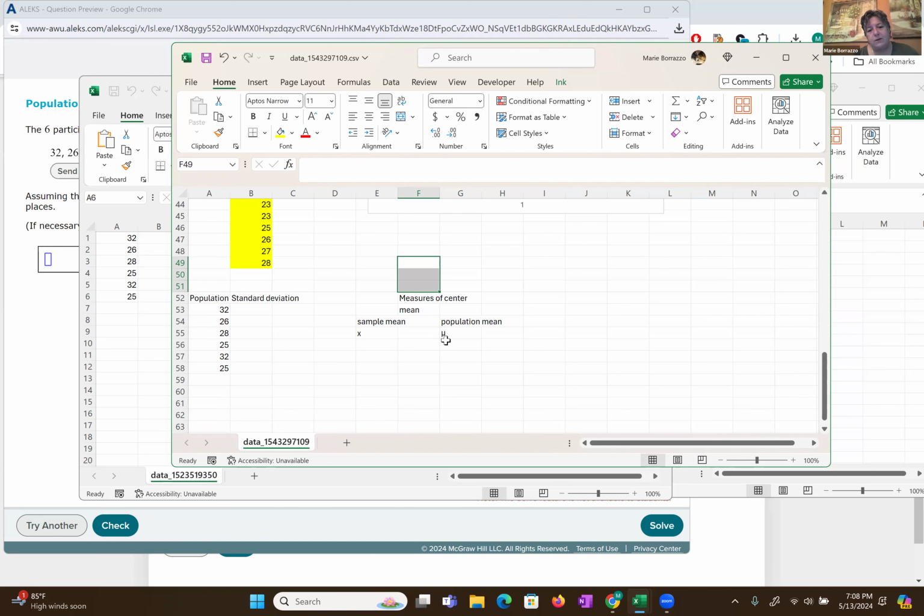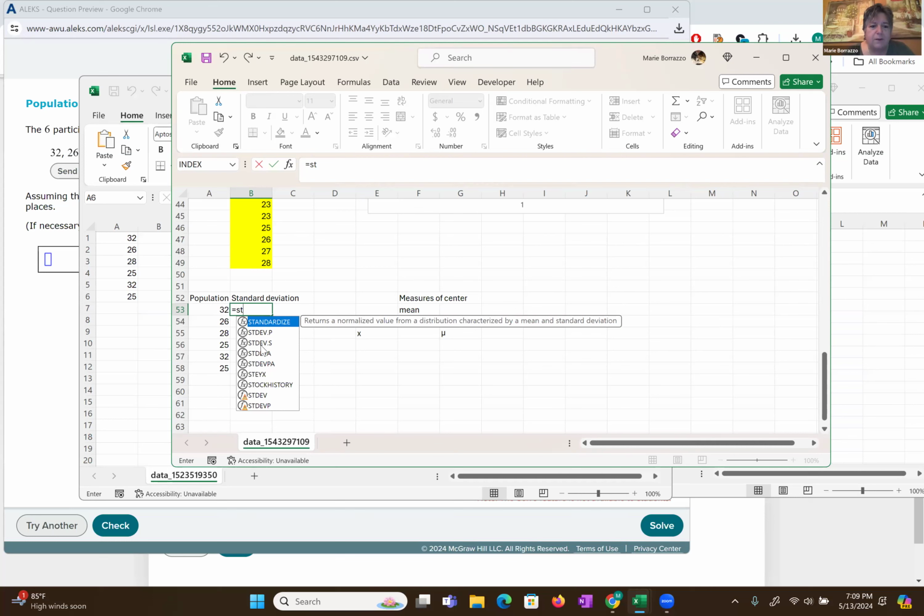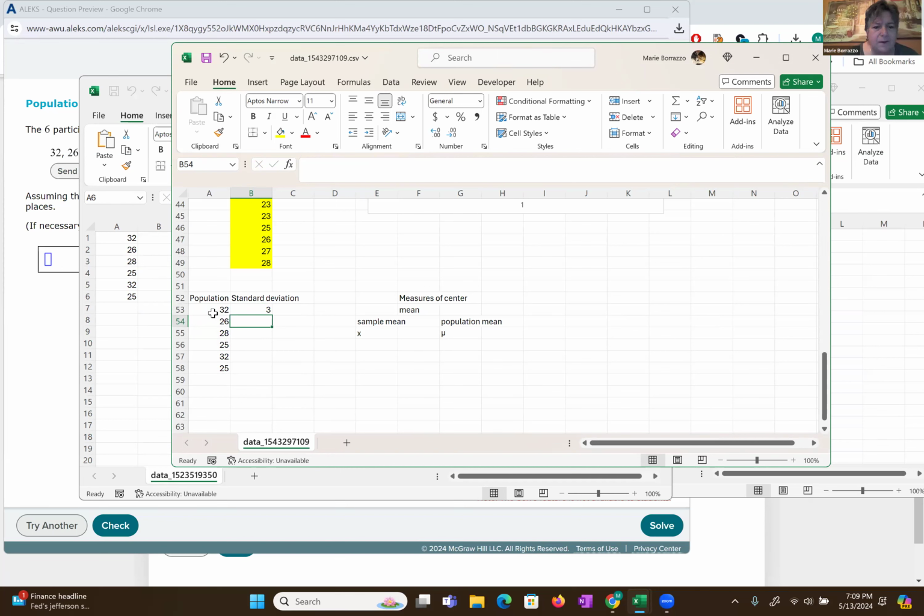Populations also have the same. The population standard deviation is lowercase sigma, which equals STDEV.P in Excel. You're always going to use standard deviation dot P for population. Double click on STDEV.P, highlight the data, drag, and hit enter. That is your standard deviation for the population. That's a 3. It's still looking at the differences of the differences, so the answer is 3.